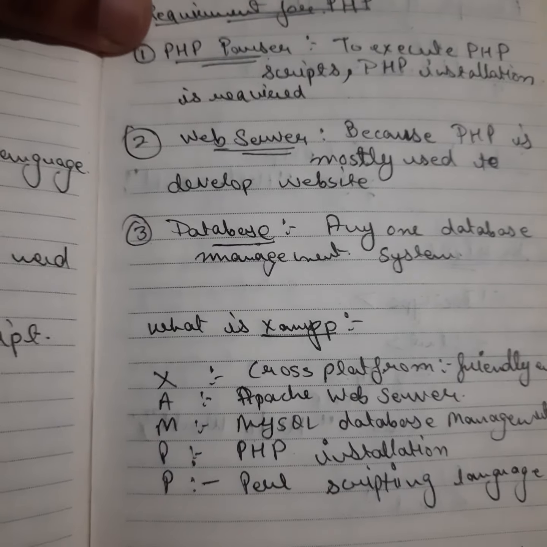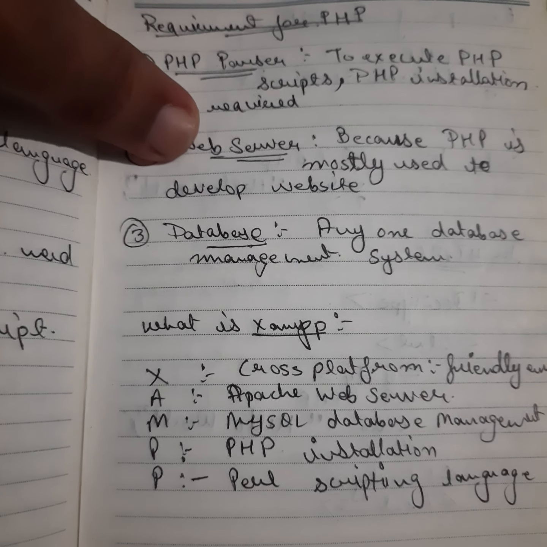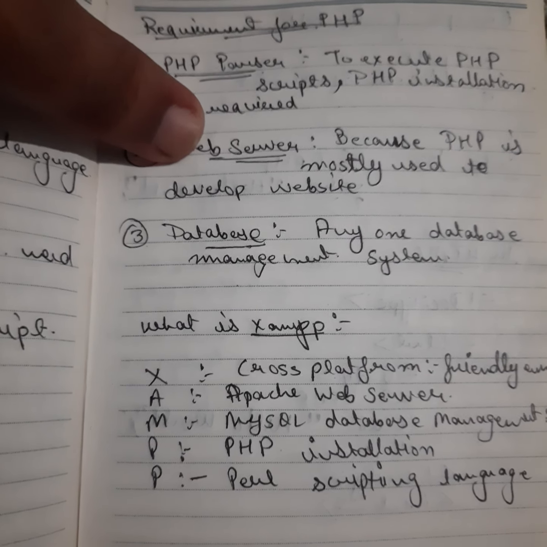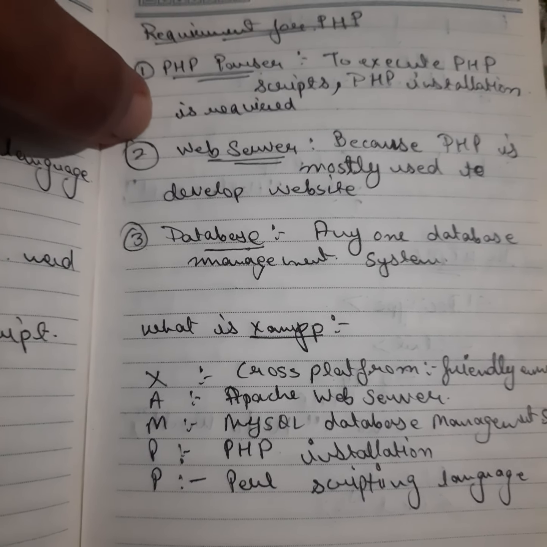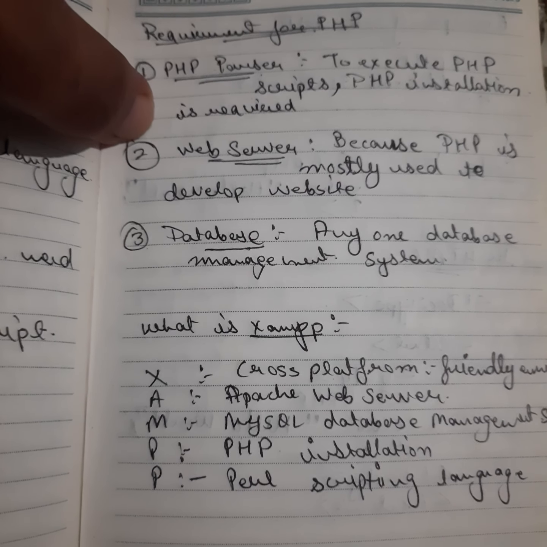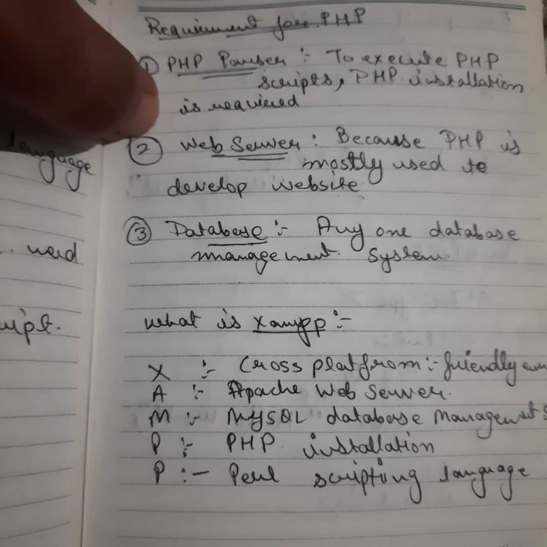What is XAMPP? XAMPP is a server, a web server, which is mostly used to develop a website or execute PHP files.